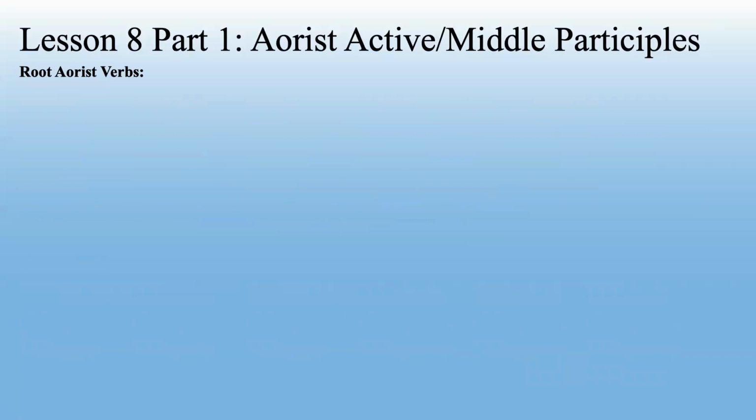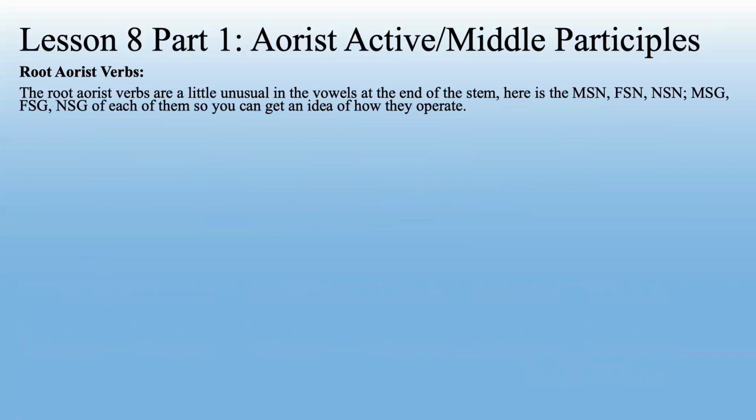Now, root aorist verbs. Root aorist verbs are a little unusual in the vowels at the end of the stem. So here is the masculine singular nominative, feminine singular nominative, neuter singular nominative, and then the masculine singular genitive, feminine singular genitive, and neuter singular genitive. So you get an idea. I don't have the whole list of all of these out there, but this should give you a rough idea. So the dative singular and the accusative singular would be down here, and then all the plurals over here. This is just like the top left-hand corner of our chart.